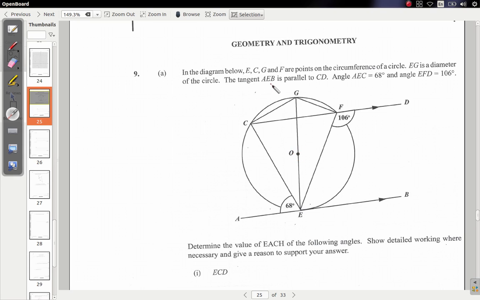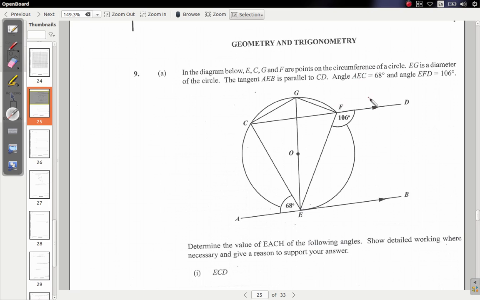The tangent AEB. Remember, the tangent is a line that touches the circle, so you just touch the circle. The tangent AEB is parallel to CD. You see the one line and the other line, it shows them parallel.